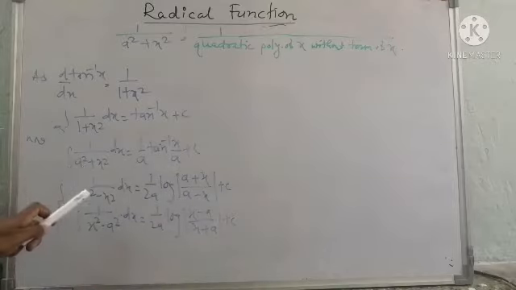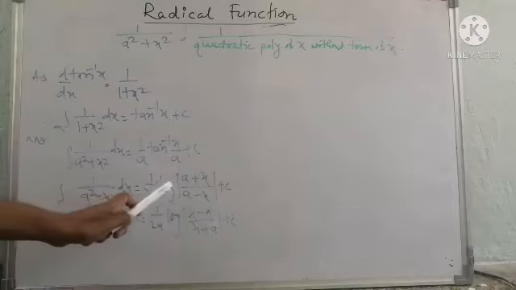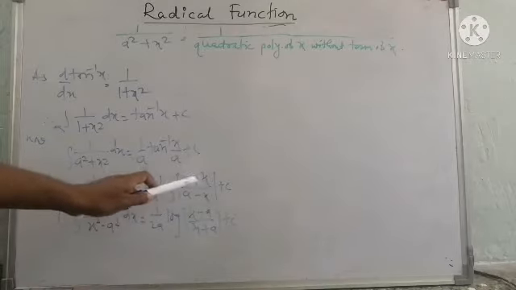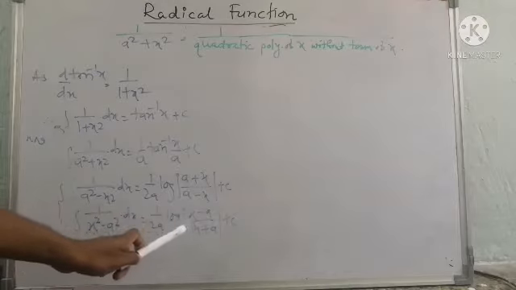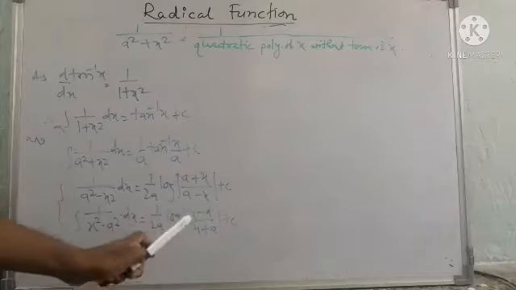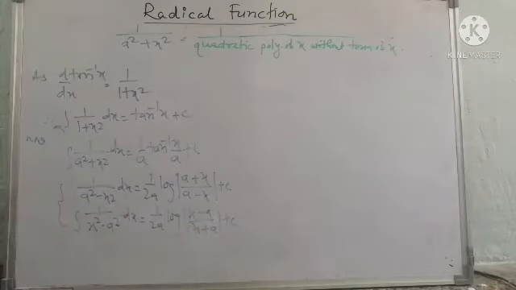Then the first integration of 1 upon a square minus x square is 1 upon 2a log of mod of a plus x divided by a minus x. In the log, there is addition of radical and variable in the numerator and subtraction in the denominator. In the second part, the integration is 1 upon 2a again log of mod of, in the numerator subtraction of variable and radical, in the denominator addition of variable and radical.